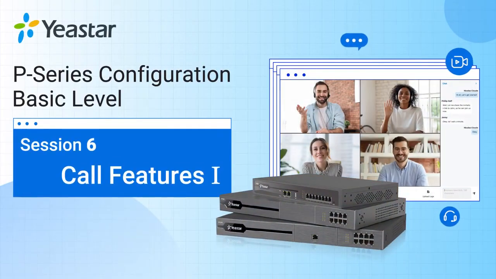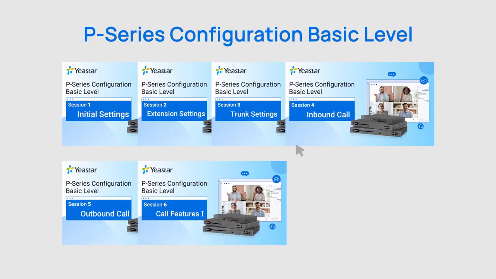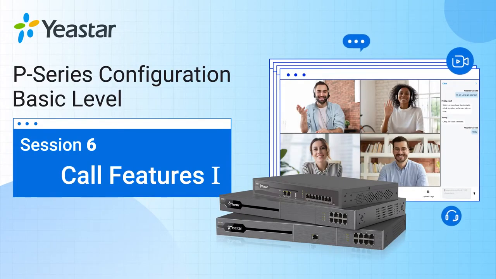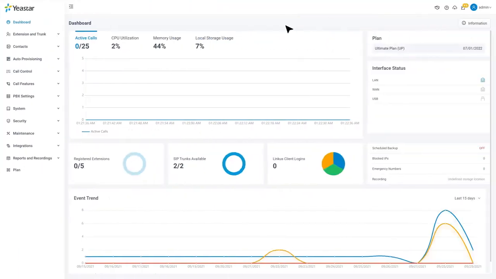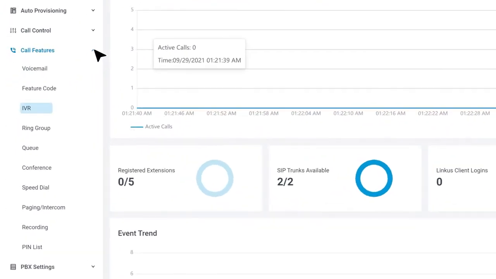This is another video tutorial about Yeastar P-Series PBX basic level configuration. Previously, we've talked about how to realize both internal communication and external communication for extension users. However, that was only the first step. Our customers will have more diversified requirements for their phone system. For example, using IVR, ring group, or a queue to handle incoming calls. Let's see how we can make it happen.